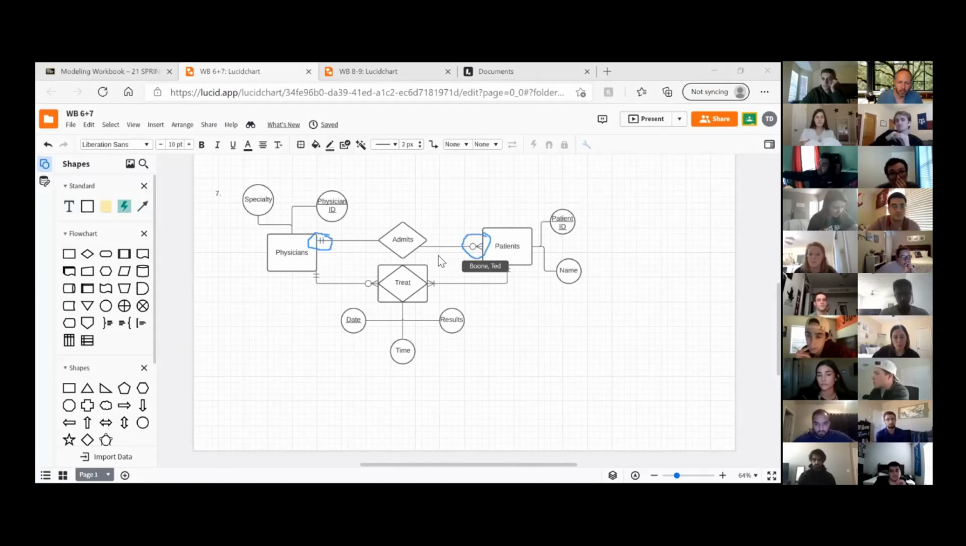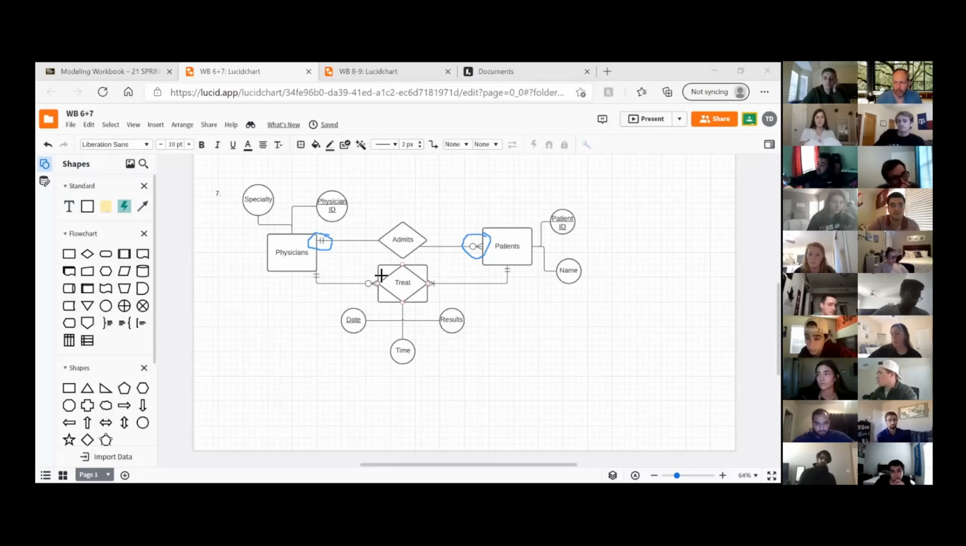And then on the entity of patients, we have the patient ID and the name, and we underline patient ID as the primary key. Once admitted, a given patient must be treated by at least one physician, and a particular physician may treat any number of patients or may not treat any. And whenever a patient is treated by a physician, the hospital wishes to record the details of the treatment, such as date, time, and results. So that's where we created the associative entity of treatment.